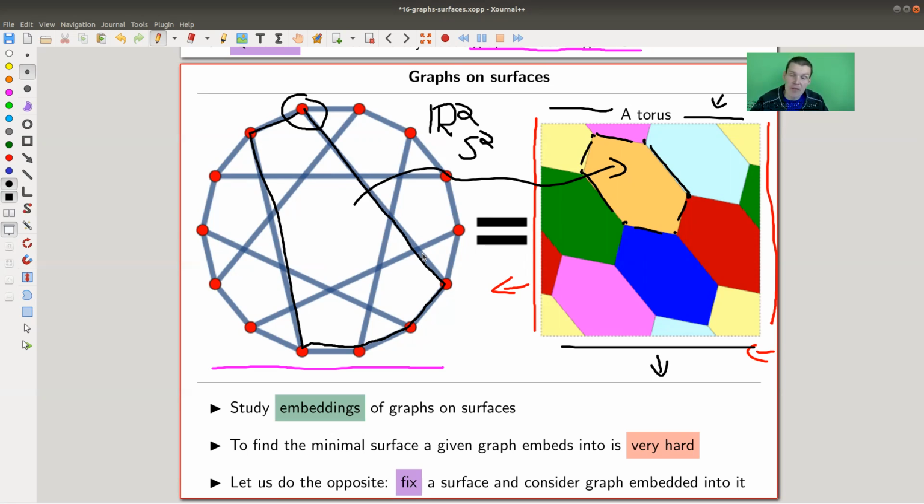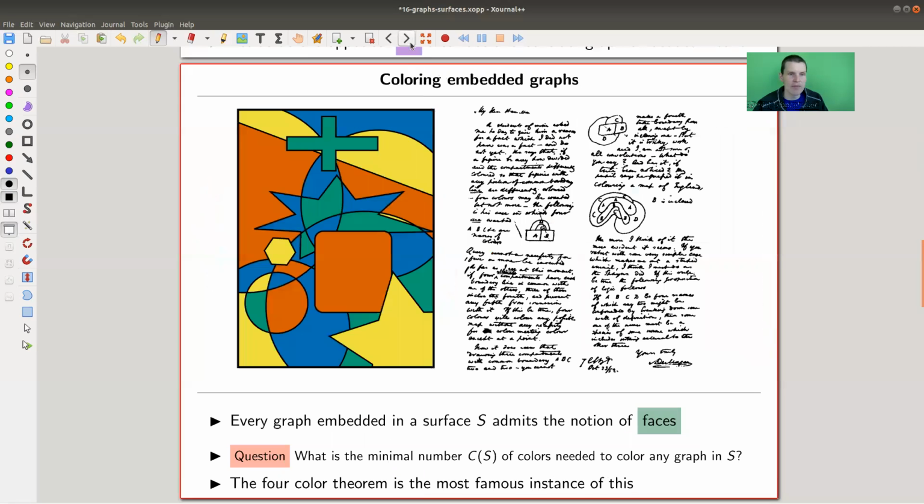So if you fix a surface, we can say quite a lot. You fix a surface and you study all graphs that embed into the surface. Here's an example of that. If our surface is R2, our good old R2, or S2, like a map on our globe, a flat map or a map on our globe, and you have a graph on it, that's called a planar graph.